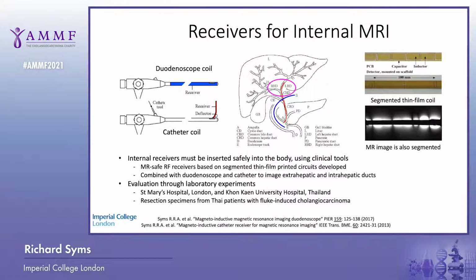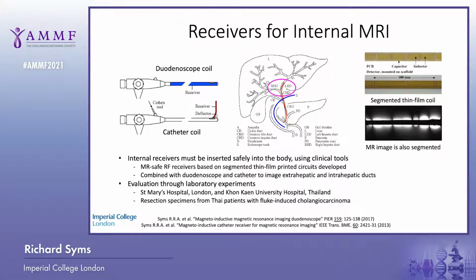And what we've developed are thin film coils. These are little printed circuits that are very flexible. They can be attached to duodenoscopes or catheters, and we can use the same instruments for imaging as well as doing the normal tasks that clinicians use them for.